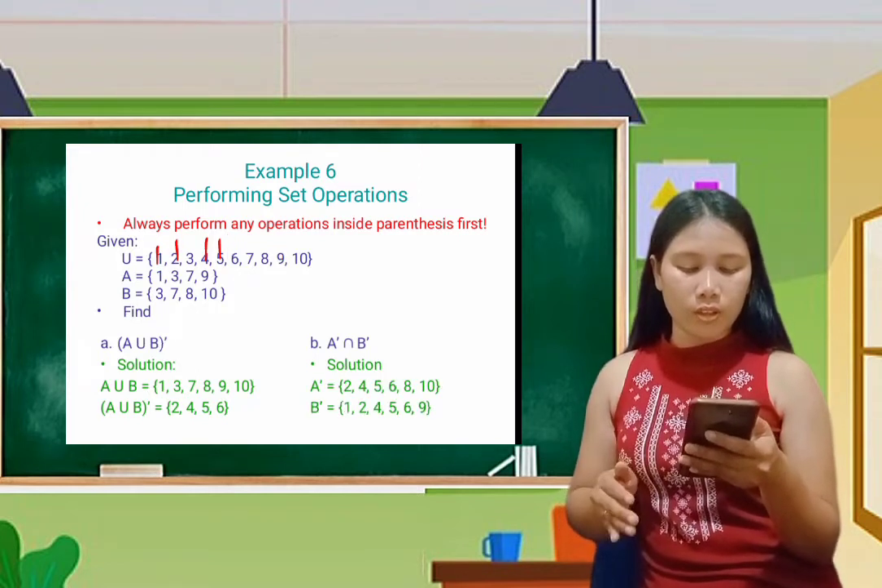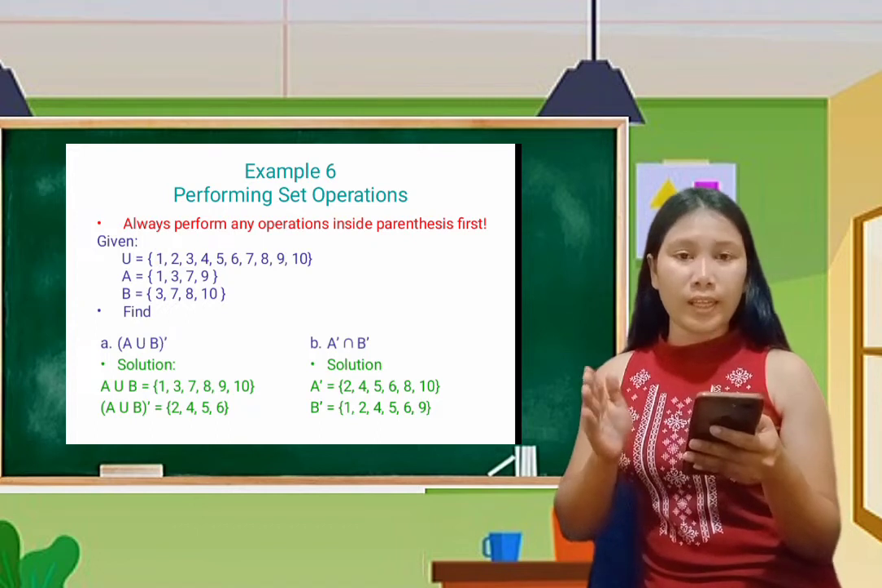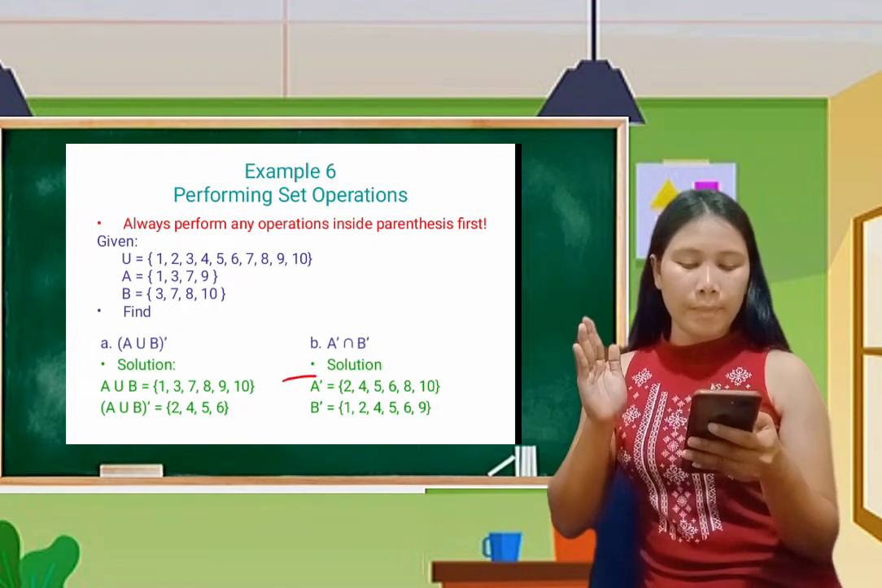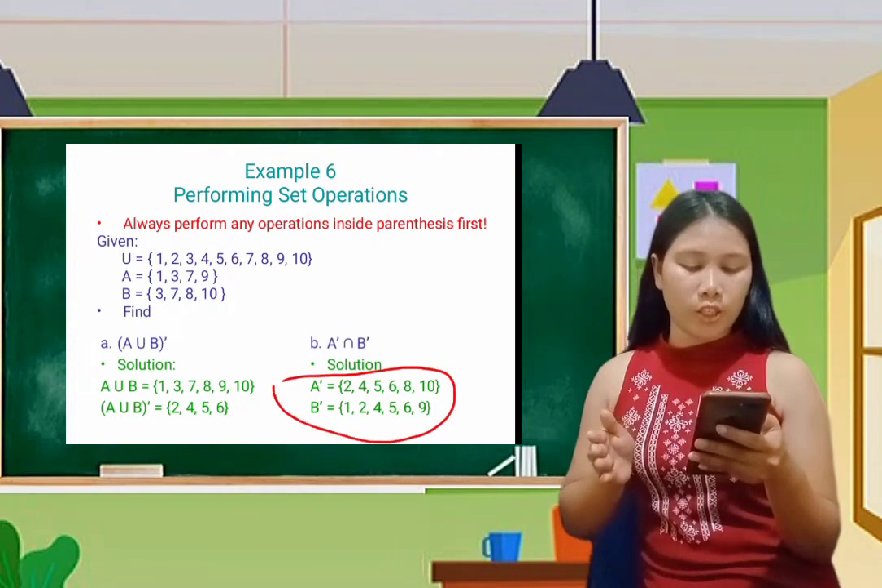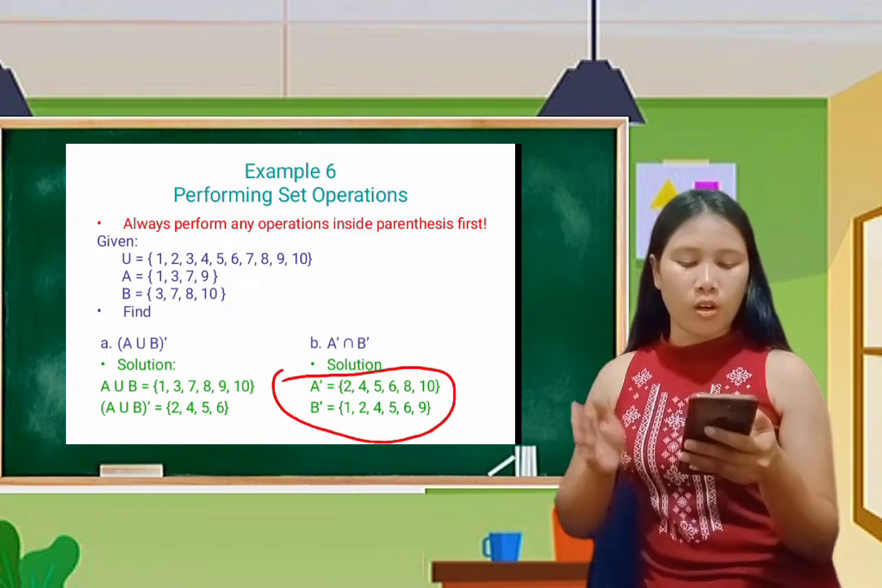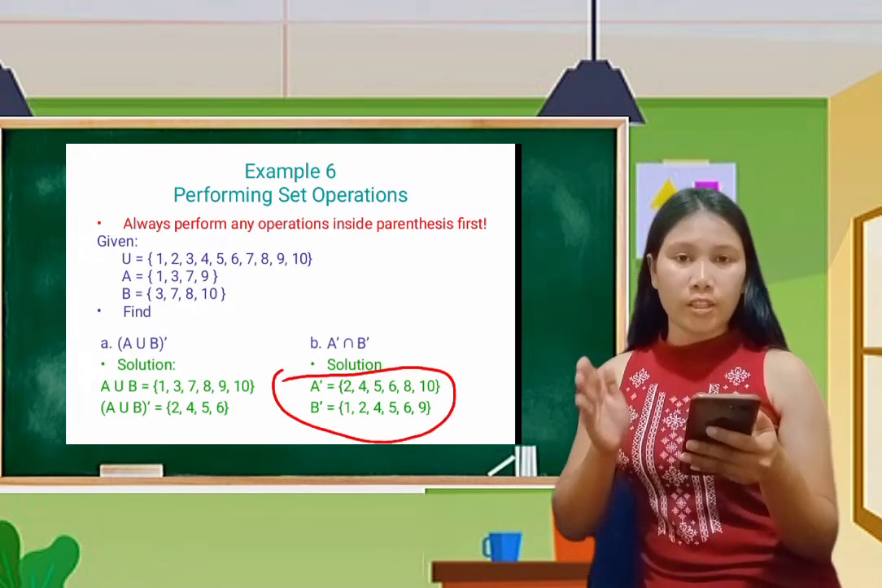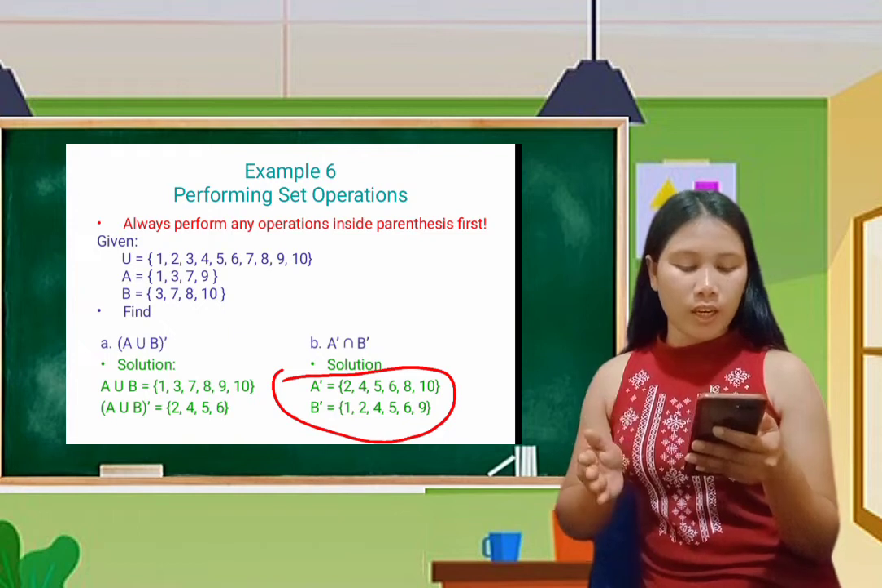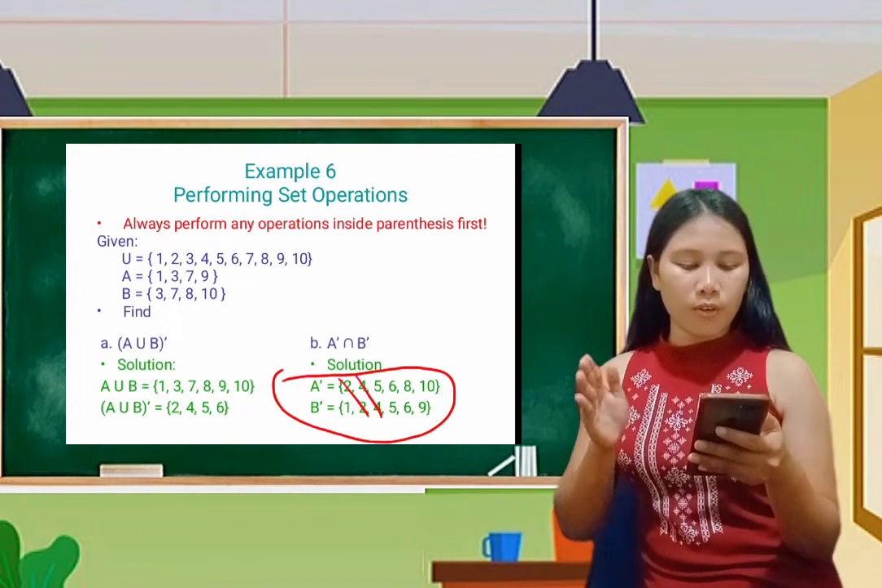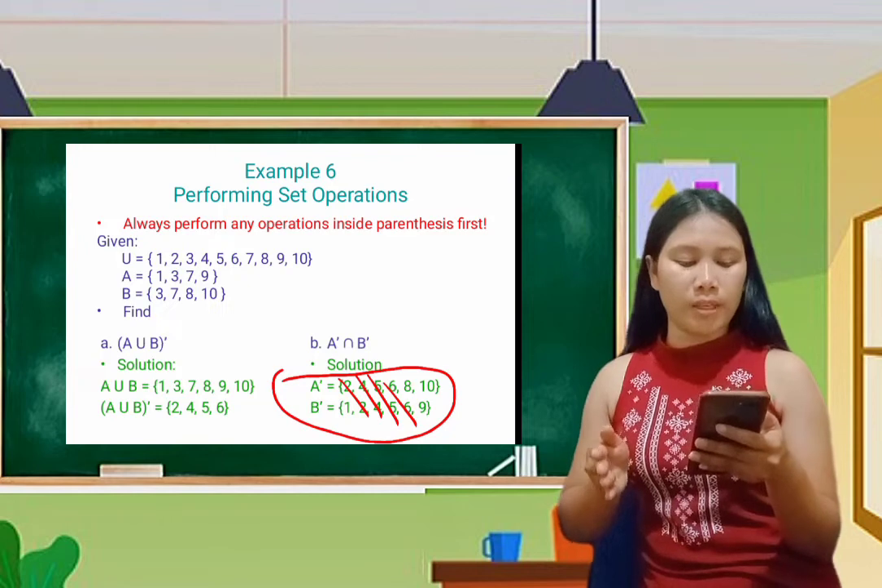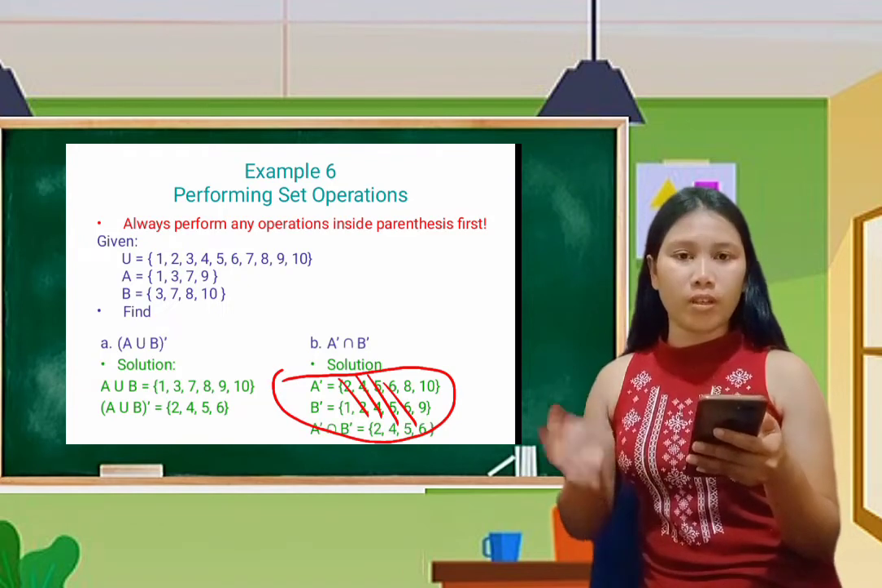So, we need to find the complement of A intersection complement of B. The complement of A intersection complement of B, the answer is 2, 4, 5, and 6. Let me check. Okay, very good.